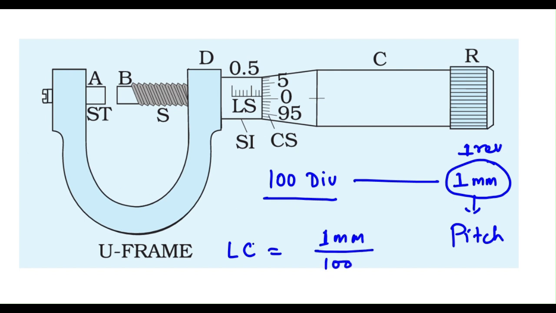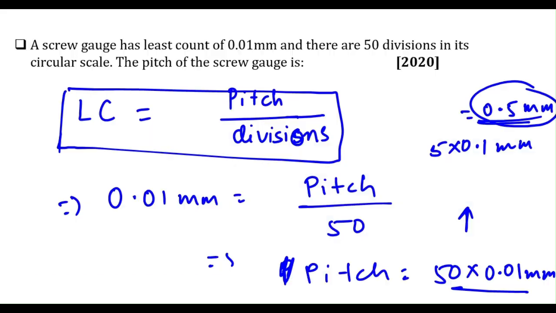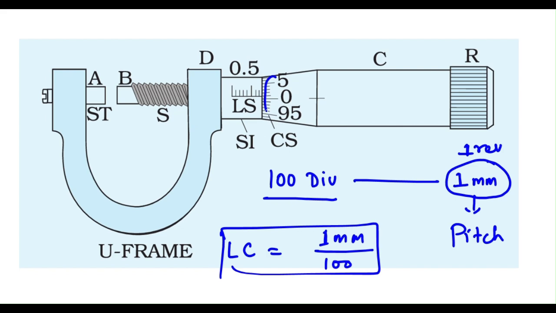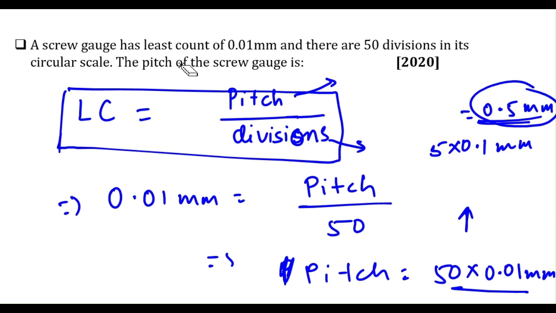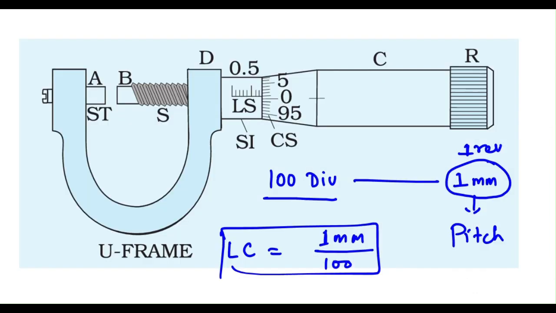And I have already used this thing here. Least count is the pitch, that is the distance traveled by the head in one complete revolution, or you can say the distance between two consecutive threads on the screw, divided by the number of divisions on the circular scale, which is marked here. Okay, so we have this formula and we have already solved this question. Let me introduce a little more. So this is least count, which is nothing but pitch over number of divisions.